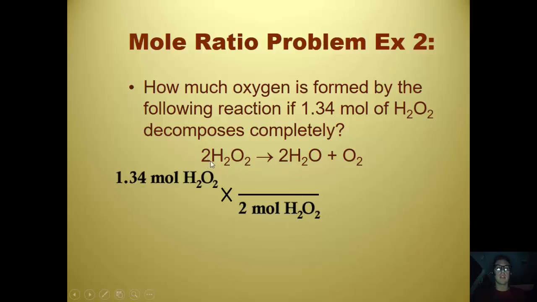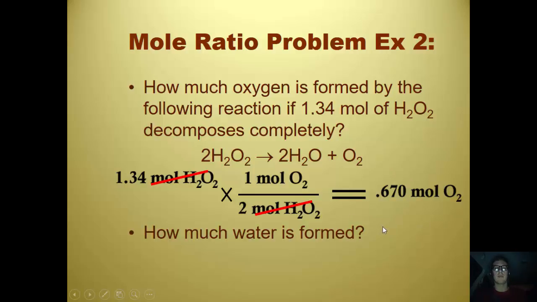Again, we have this ratio here. So we know we need 2 here. And from our equation, we get 1 here. So we have 1 mole of oxygen here. It's super simple. 1.3 moles H2O2 times 1 divided by 2. These cancel out. And we get 0.65 moles of O2. And it's 2 sig figs in, 2 sig figs out.